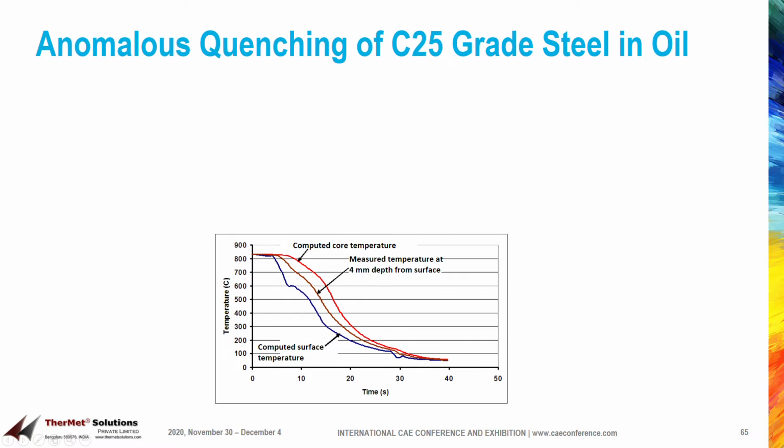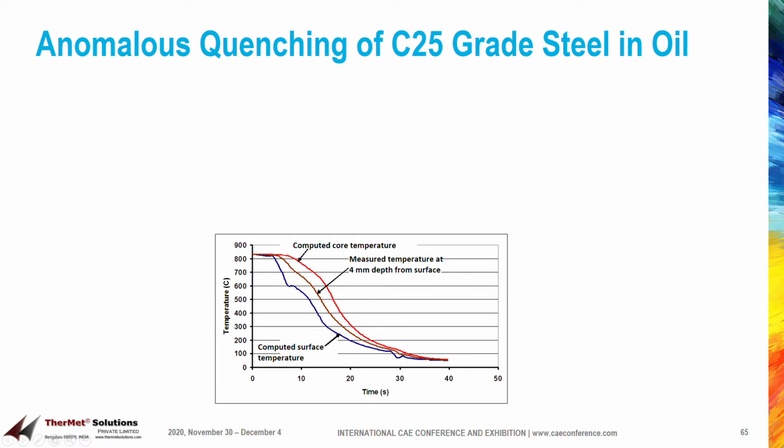process. In one of the cases, a low carbon steel C25 grade component showed an anomalous behavior when quenched in a specific quenchant. The core showed slightly higher hardness than the surface. To analyze the problem and find a solution, the time temperature data at 4 mm below the surface of the component was obtained during quenching.